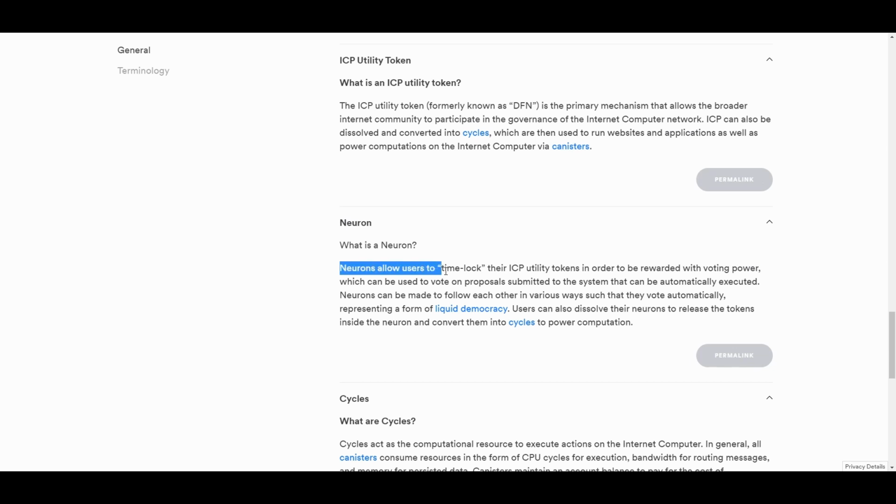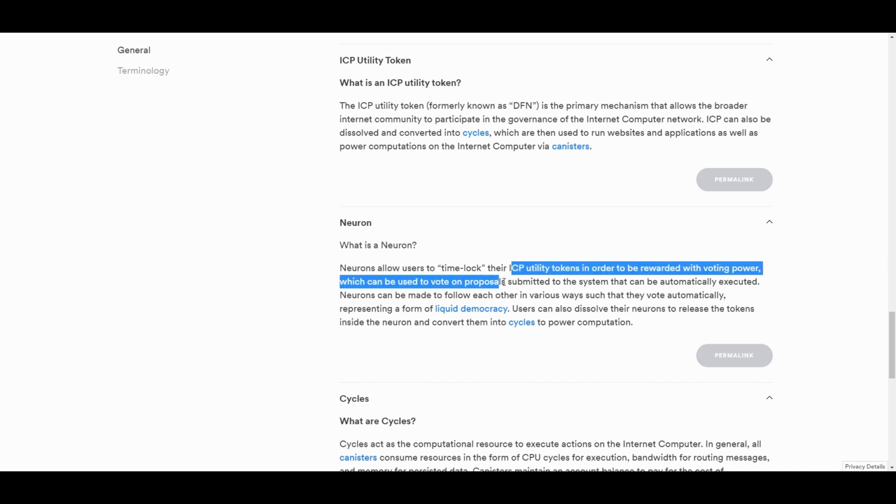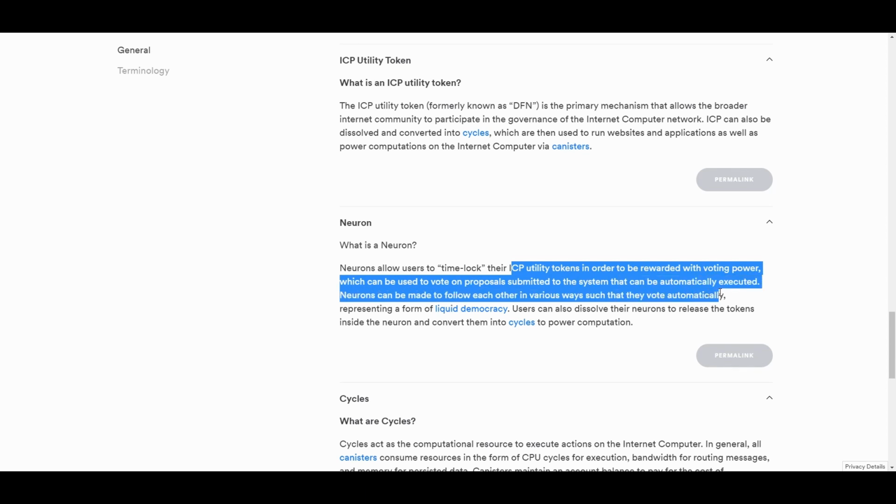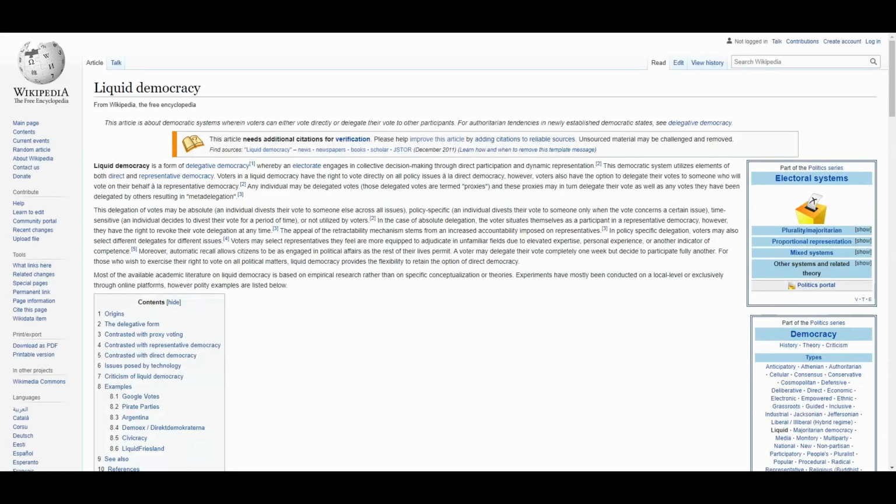Neurons allow users to time-lock their ICP utility tokens in order to be rewarded with voting power, which can be used to vote on proposals. Neurons can be made to follow each other in various ways such that they vote automatically, representing a form of liquid democracy, meaning it copies a delegate you selected.